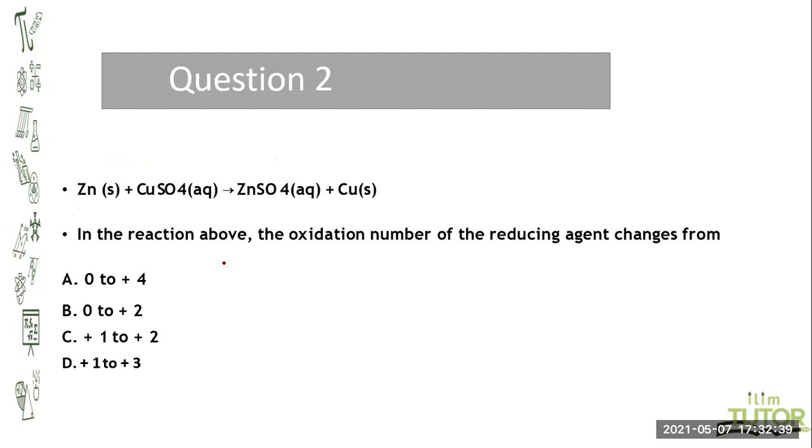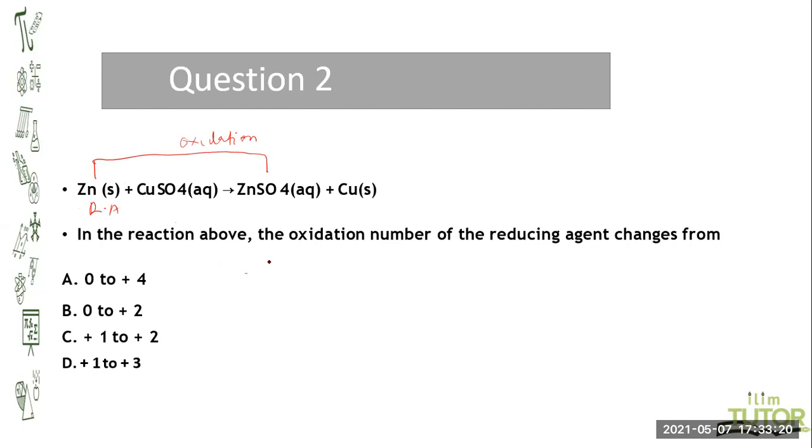Let's look at question 2. In the reaction above, the oxidation number of the reducing agent changes from. So we must first identify what is the reducing agent, because they are asking us the oxidation number of the reducing agent. So we have already established in the question we first solved that this one undergoes oxidation and therefore is a reducing agent. It's also a metal. So now all we need to do is to find the oxidation number of zinc.